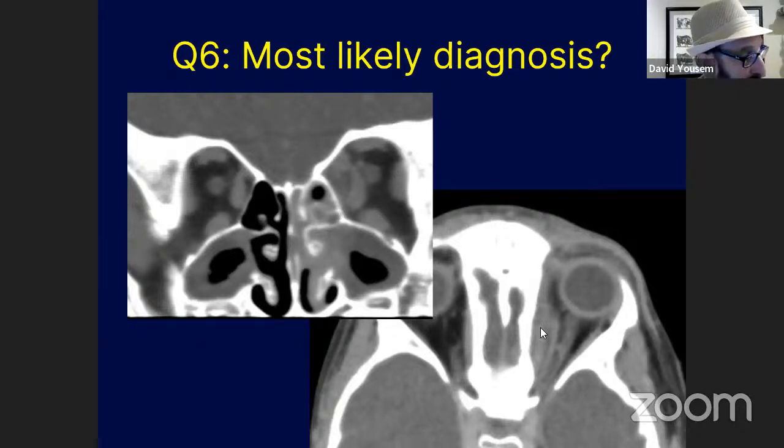So here we have this collection, and you notice that it's displacing the medial rectus muscle. The superior oblique muscle is enlarged compared to the normal superior oblique muscle, and we have this low density collection here. This is probably the medial rectus muscle, and this is the collection.